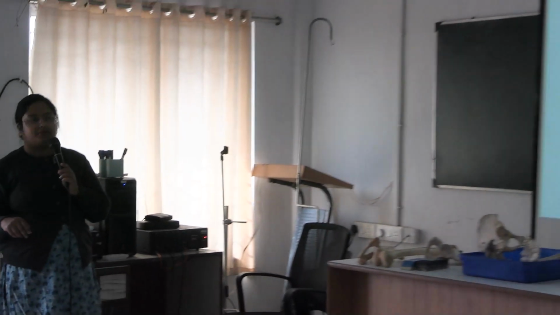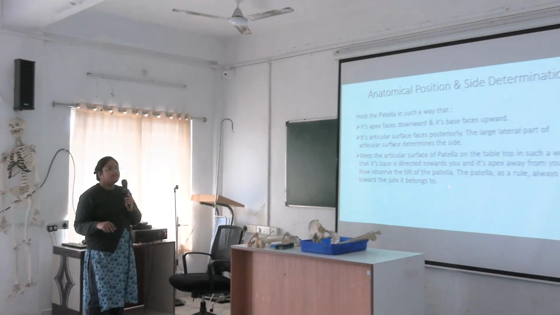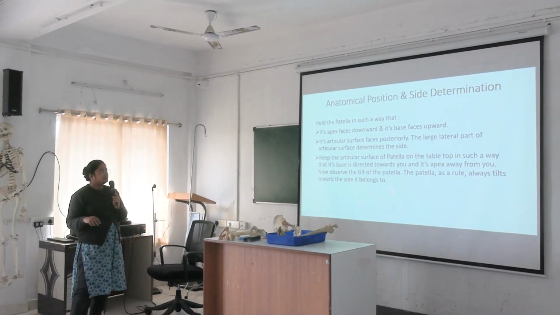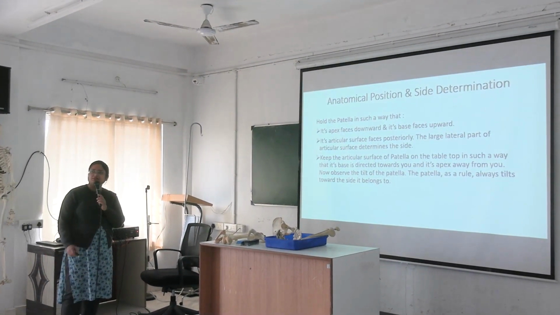So how will you hold it in anatomical position? Apex faces downward, its base faces upward, articular surface faces posteriorly, and the large lateral part of the articular surface determines the side. Keep the articular surface of patella on a tabletop in such a way that its base is directed towards you and apex away from you. Now observe the tilt of the patella, and the patella as a rule always tilts towards the side to which it belongs.